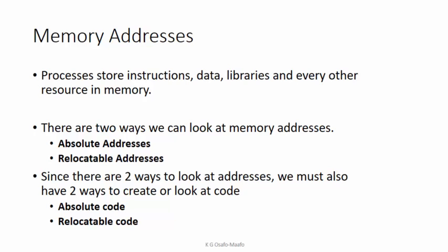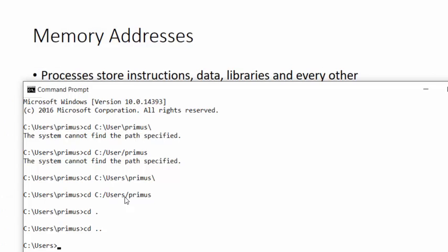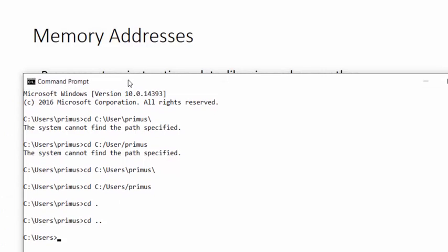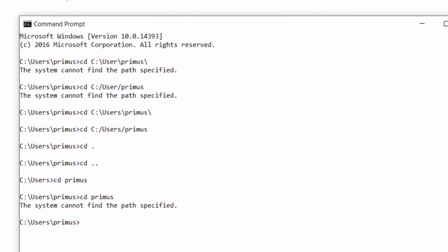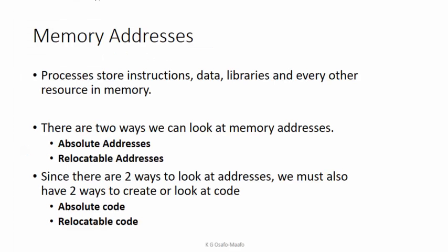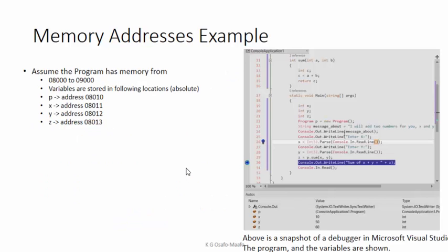So when I say with respect to some initial location, when I had the command prompt, I did cd dot dot, it knew that I was in users primus, so it goes up one directory. And depending on where you are, things mean different things. So if I'm in a location, relative just means relative to where I am, right? Then the same thing applies in processes.